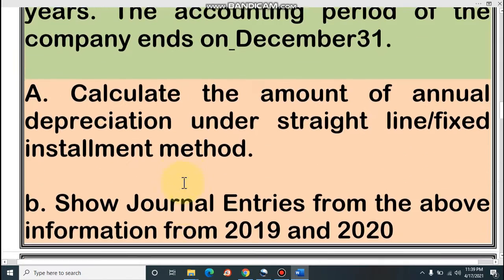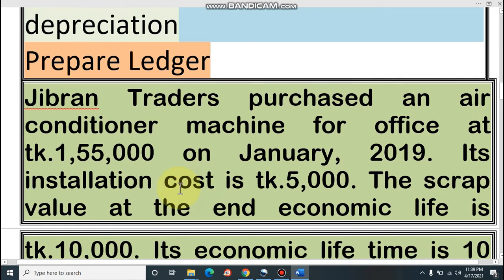Now the math. Total cost of asset: the purchase price is 1,55,000 and its installation cost is 5,000. That means total cost of asset equals 1,55,000 plus 5,000. 1,55,000 is the purchase price, and with that we have to add installation cost. All of you know that all the direct expenses for purchasing an asset will be included with its purchase price. Then it is the total cost.